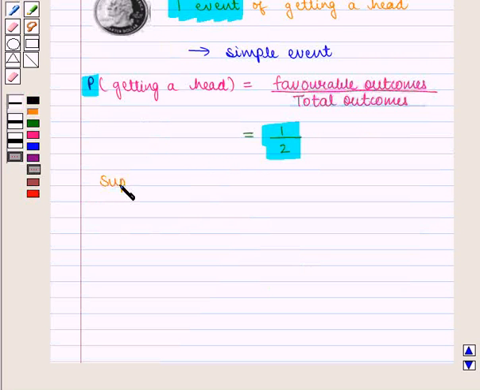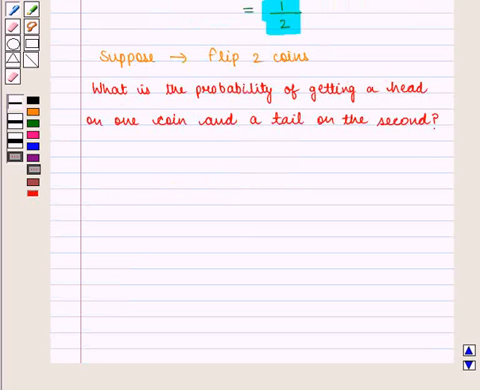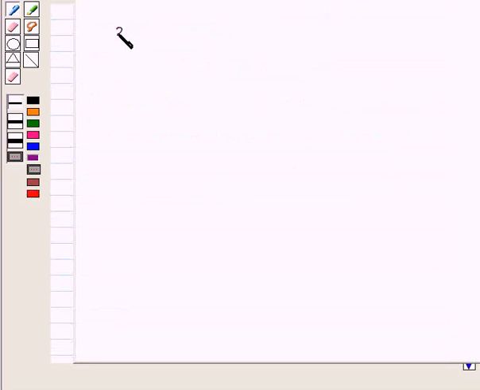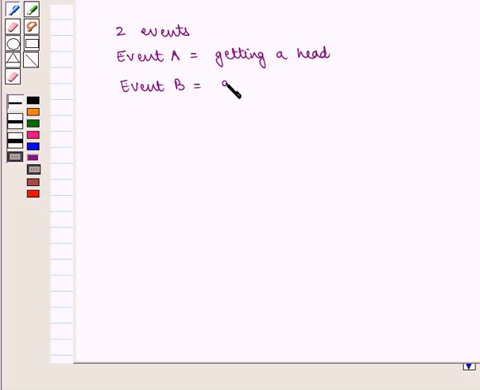Now suppose, if I flip two coins, then what is the probability of getting a head on one coin and a tail on the second? Here we have two events. Event A is equal to getting a head, and event B is equal to getting a tail.